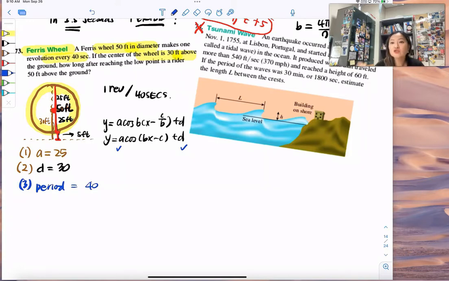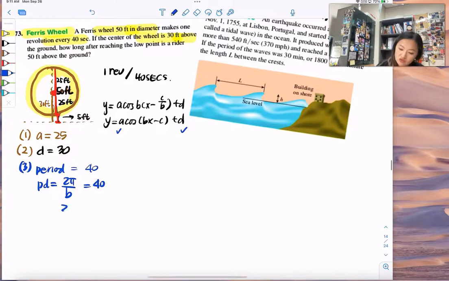It's how long it takes to go around the whole full circle. So period is 40 seconds. And you're right, it's assumed that we can make that hypothesis. So period is 2 pi over b, but we know that period is 40, so we're going to solve for b now. So 2 pi over 40 is equal to b.